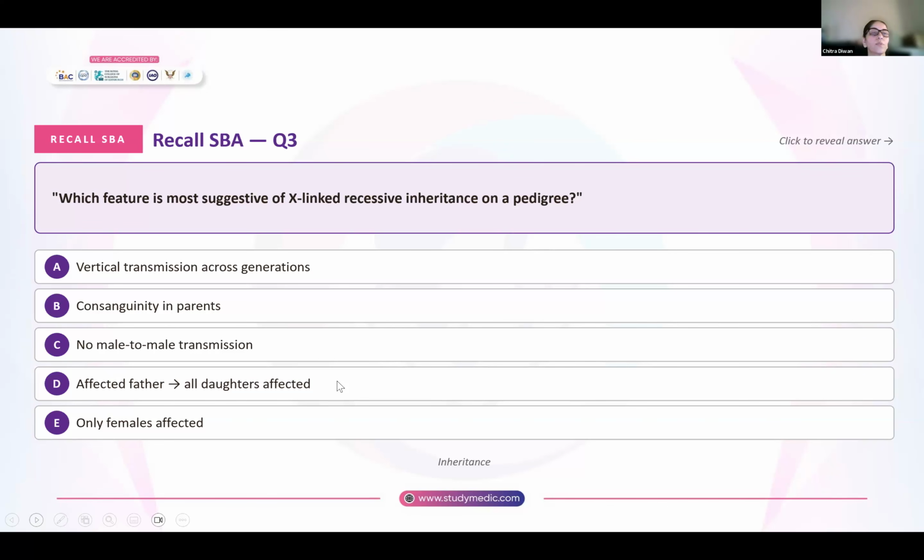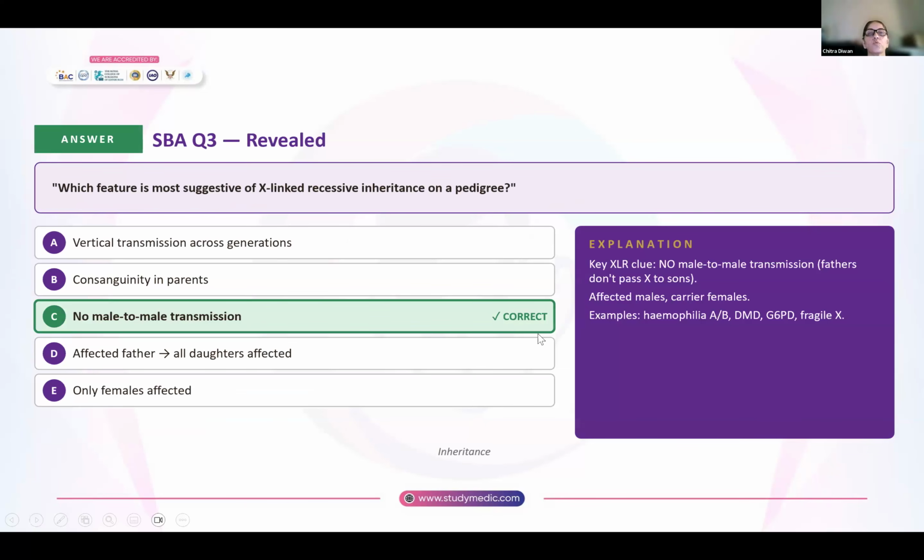Even in autosomal recessive, no male to male transmission. Affected father, all affected daughters? No. If it is dominant, then all daughters, and only affected females. Even that is not correct. So whenever you have no male to male transmission, it is an example of X-linked recessive. So the father is affected, he will not transmit it to any of the males. The daughters will be carriers. Okay.